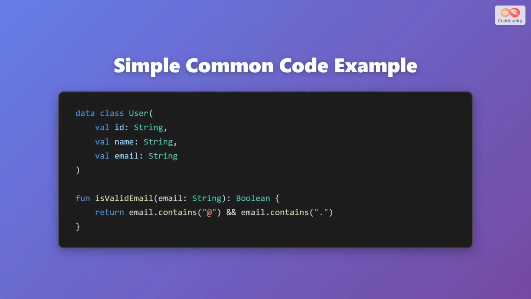Let's look at a simple example of common code. Here we have a data class called User with three properties: id, name, and email. This data class can be used on both Android and iOS without any changes. Below that, we have a function called isValidEmail that takes an email string and returns a Boolean. It checks if the email contains an @ symbol and a dot. This validation logic works identically on all platforms. Notice how this code uses only standard Kotlin features without any platform-specific APIs, making it perfectly suitable for commonMain.